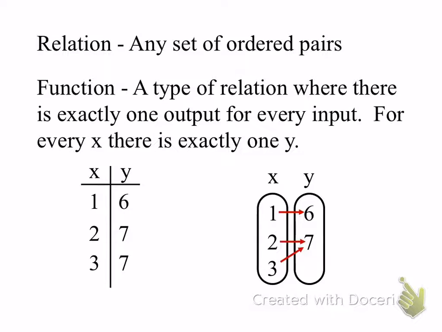Sometimes they might give you a table. If you're here and you see those arrows, just put it in ordered pair. Watch me. This is what I do. This is where kids get messed up. This means 1, 6. This means 2, 7. This means what? 3, 7.